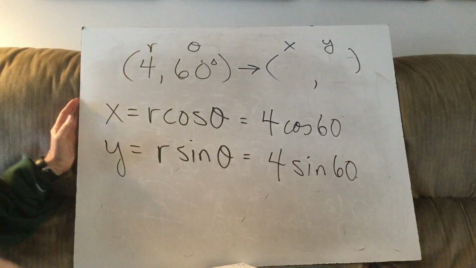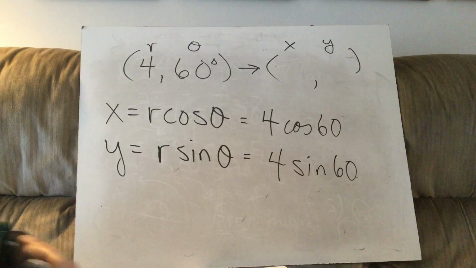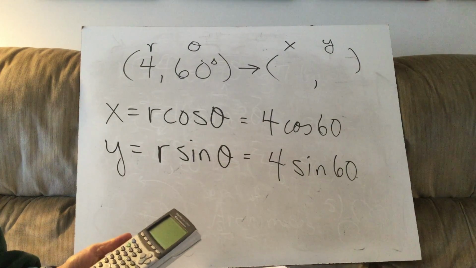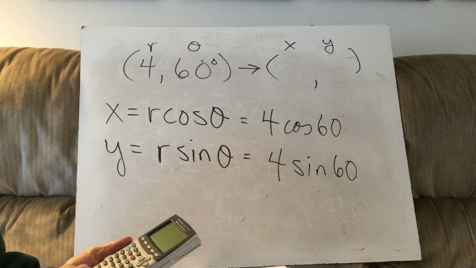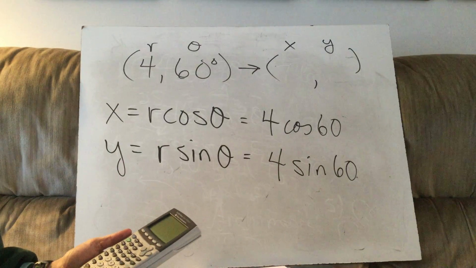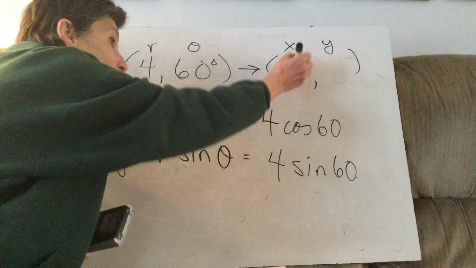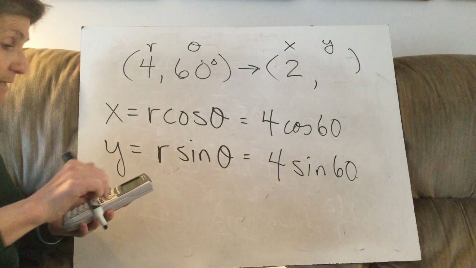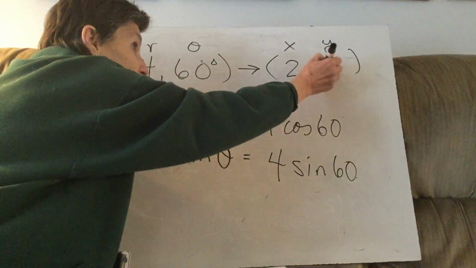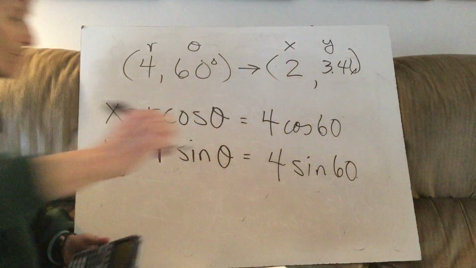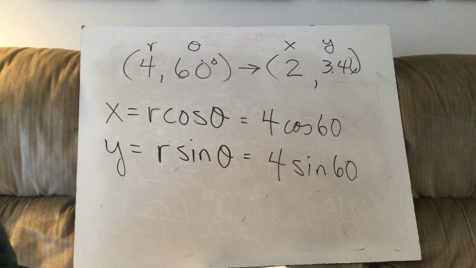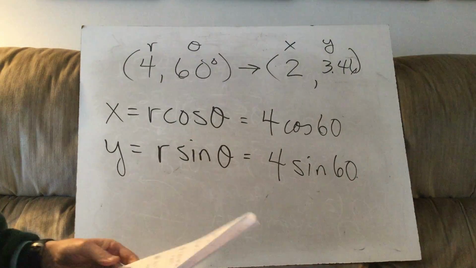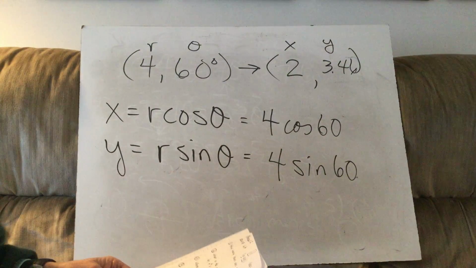I know the paper says no calculator, but you can go ahead and do this on your calculator, given the circumstances. So go ahead and just type in 4 cosine 60, and we get 2. And for 4 sine 60, we get 3.46. Perfect.